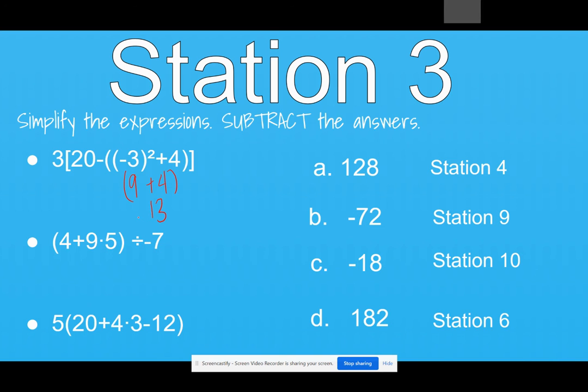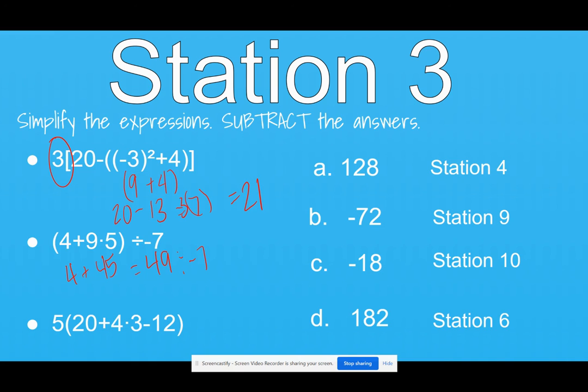And then we have our 20 minus 13, which gives me 7. But we can't forget the 3 on the outside, so we have to multiply that by 3, and we get 21. For this problem, we have PEMDAS once again, so parentheses, multiplication first, so 9 times 5 is 45, plus 4 gives me 49, divided by negative 7.